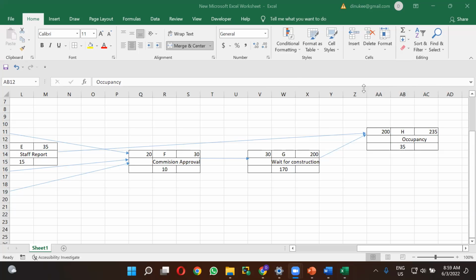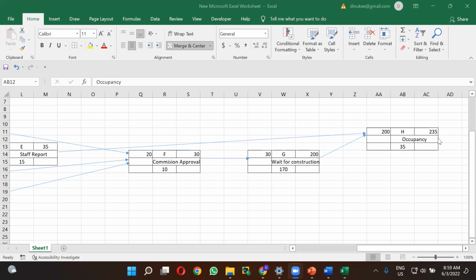Right. So that is the procedure that you have to use when you are doing the forward pass calculation, right? Now I will explain how to do the backward pass calculation. You have now taken the early finish time as 235.